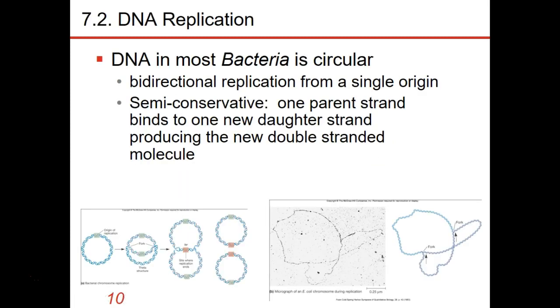In bacteria, DNA synthesis is going to be in a circular direction, because DNA in bacteria is circular. They have one double-stranded DNA molecule, and it's circular. And so you're going to have replication occurring in both directions along that DNA strand.